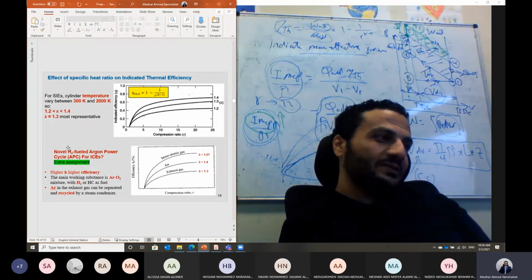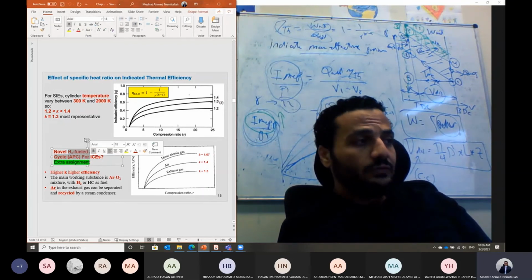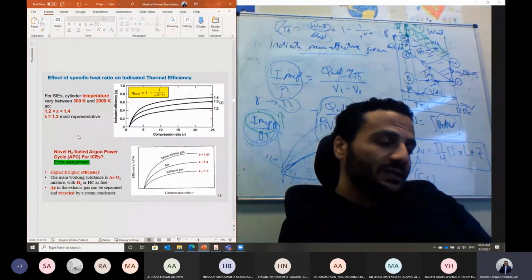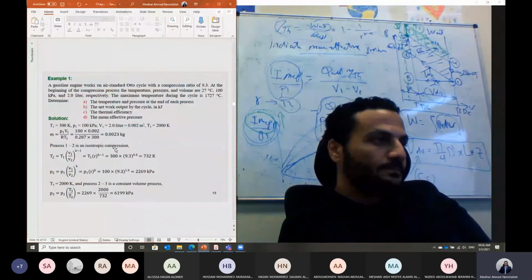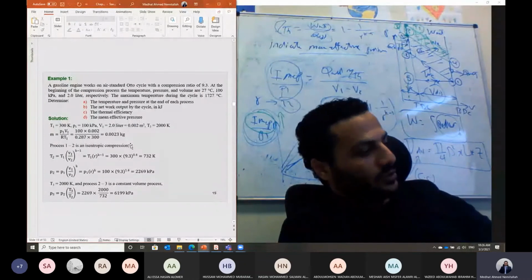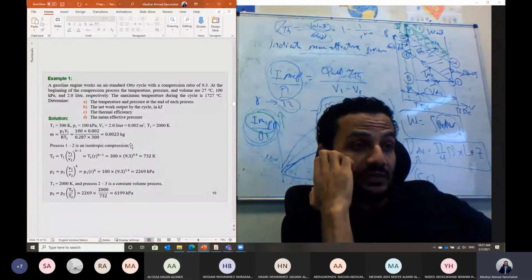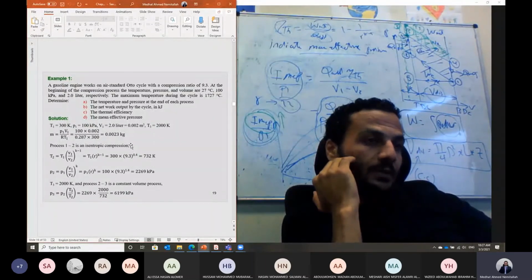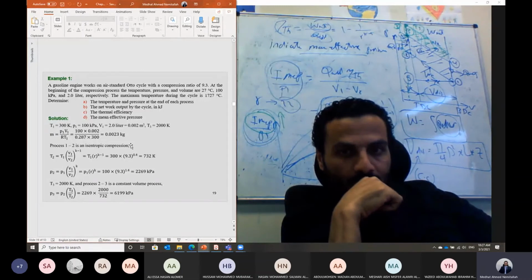This is an extra task if you want to read about the argon power cycle for internal combustion engines. If you want to prepare a report or something, this is something extra if you want to work on. I advise you to read about it. Maybe this may be one of the future engines in internal combustion engines. Is that clear? Yes.